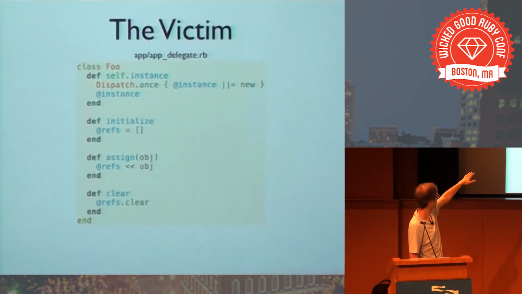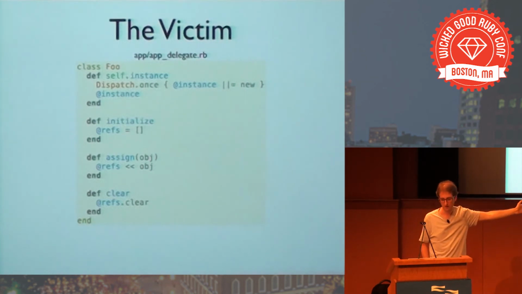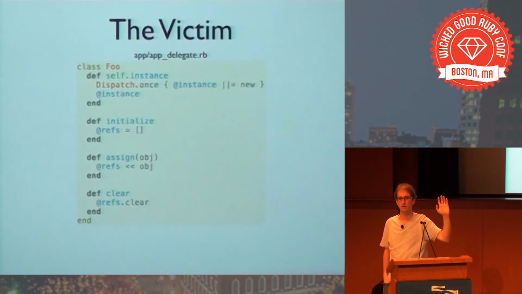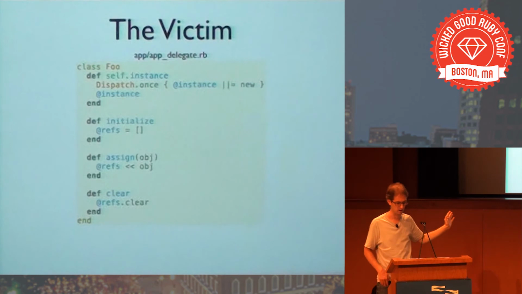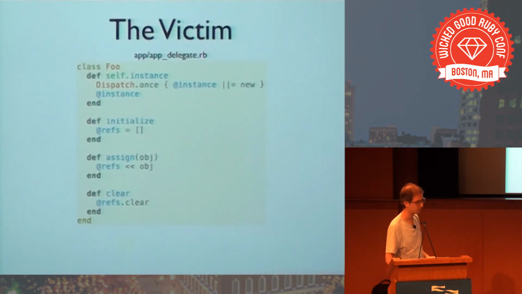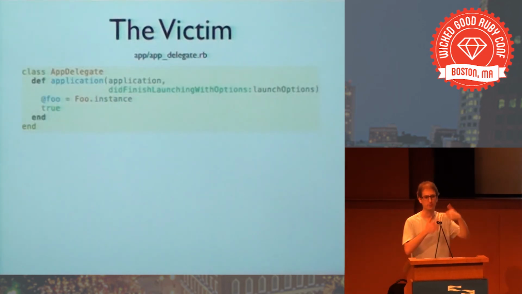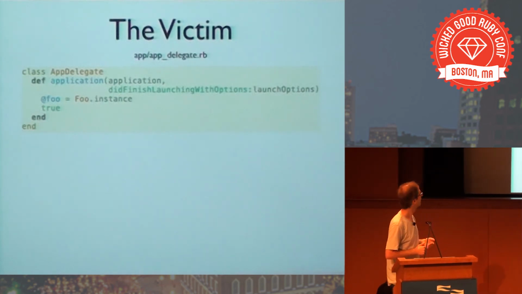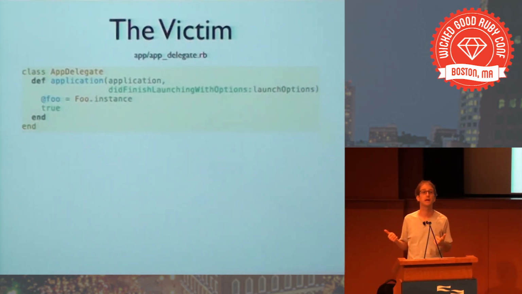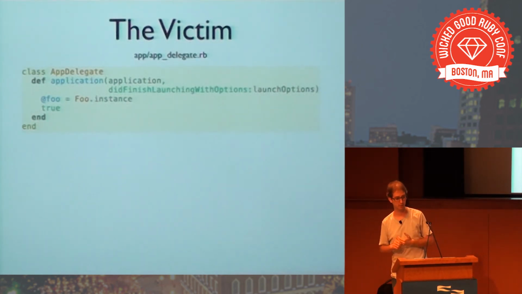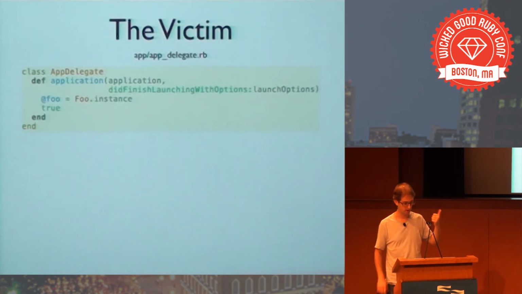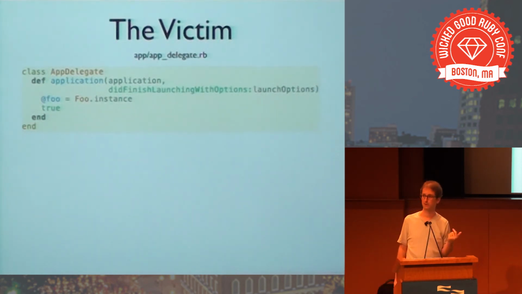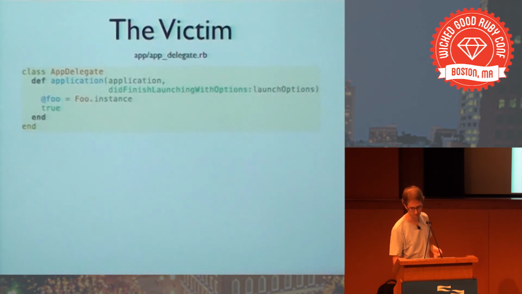Initializing it is going to create an array for this instance variable called refs. And then we just have two methods to assign an object into that array or to clear out the array. And just for completion's sake, the rest of that file just looks like this. This is the boilerplate that gets generated whenever you generate a RubyMotion project. And I just went ahead and created a first instance so that we have it to play with.